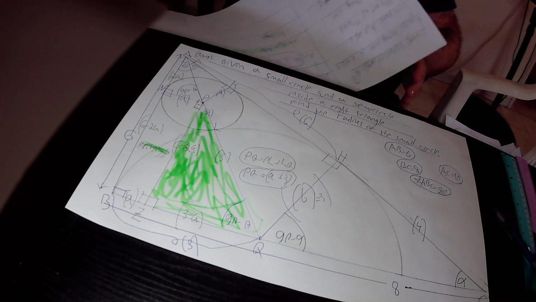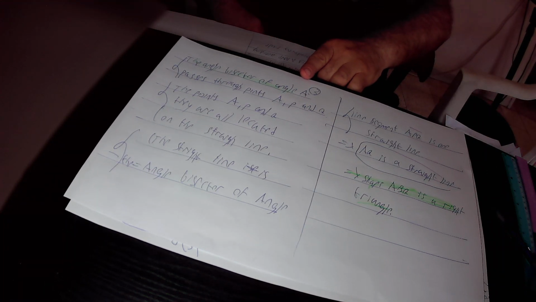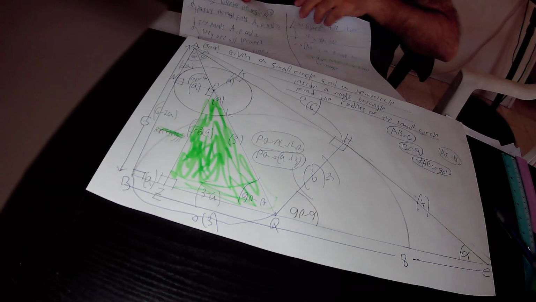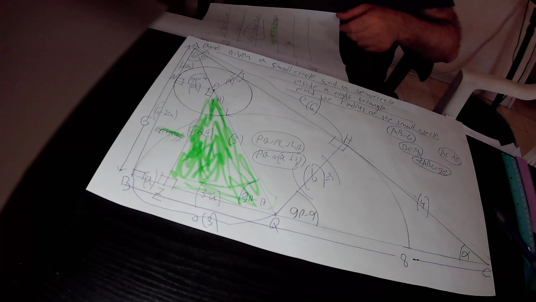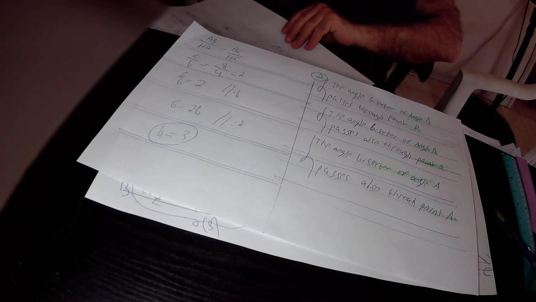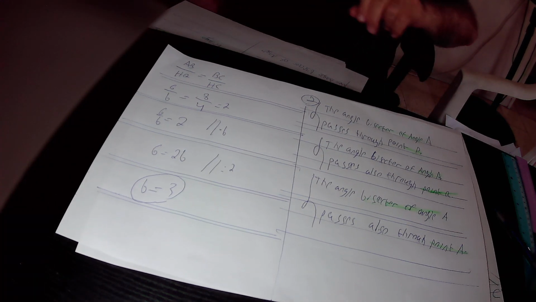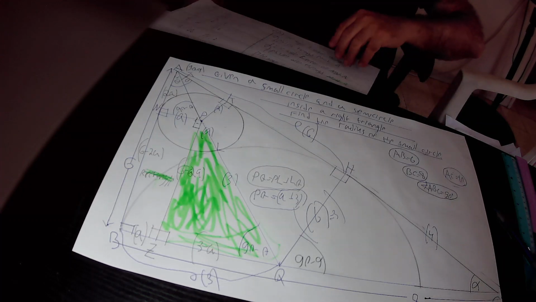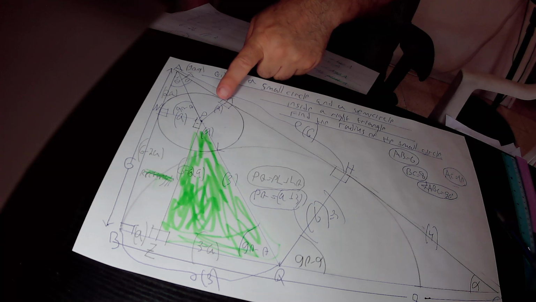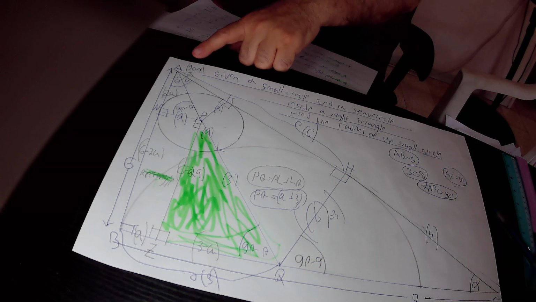So we found out that the angle bisector of angle A passes through point P. Here, this is the angle bisector, and of course it passes through point P, that is the center of this small circle. We continue to focus on this common point, point A.